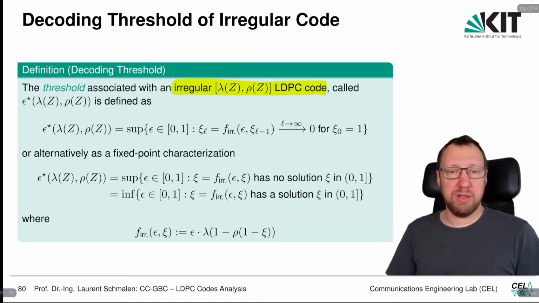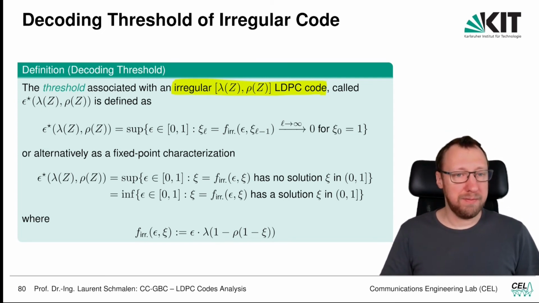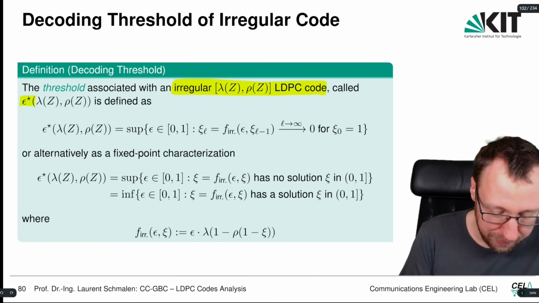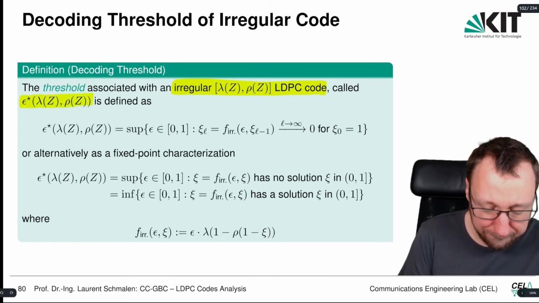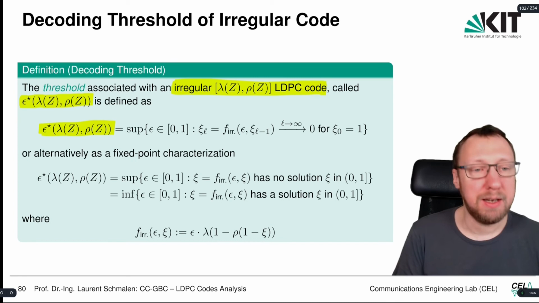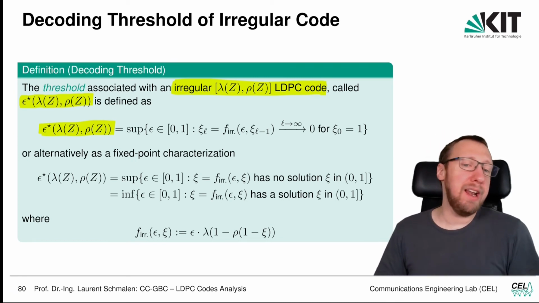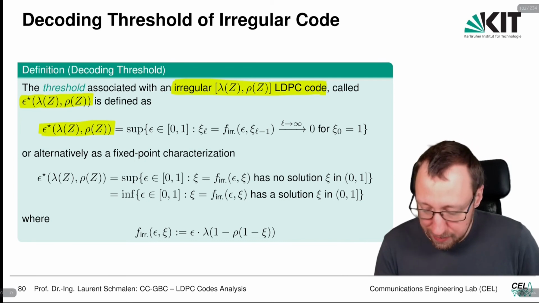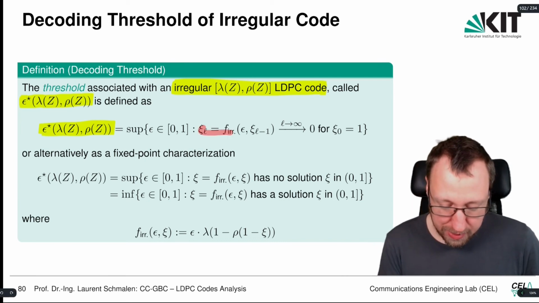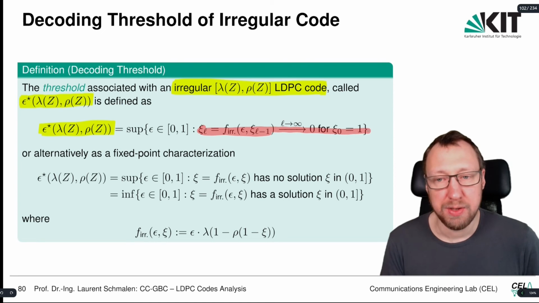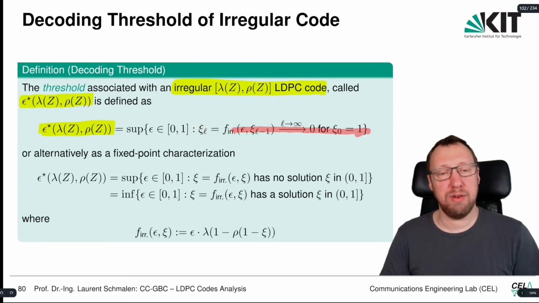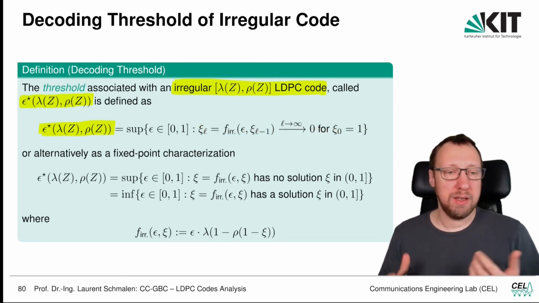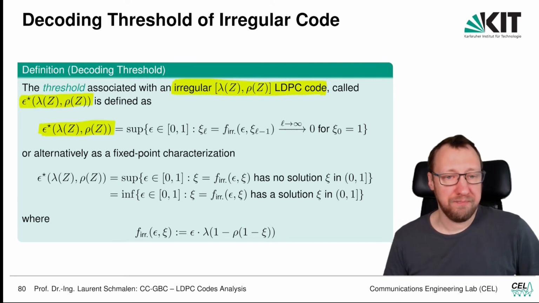It has degree distribution lambda of z and rho of z, and that's a threshold that is given by epsilon star. So epsilon star, which depends on lambda of z and rho of z, is again the largest epsilon such that this update equation c_l converges to 0 if c_0 is equal to 1. So that's the threshold of the code.